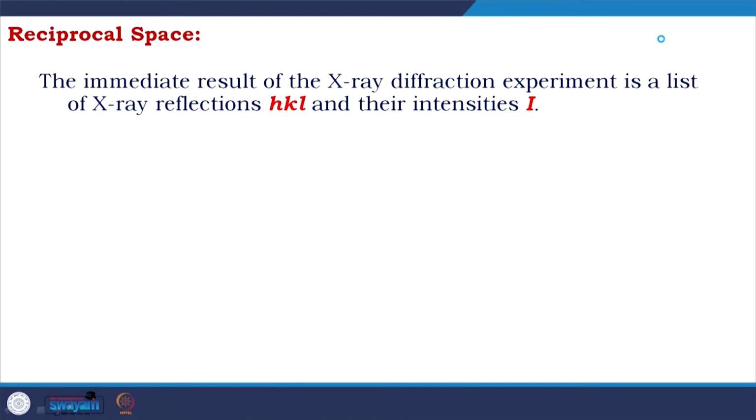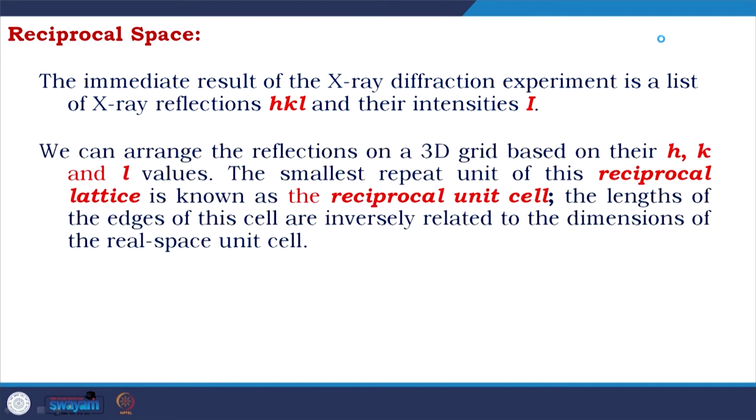So, what is reciprocal space? The immediate result of the X-ray diffraction experiment is a list of X-ray reflections HKL and their intensities I. We can arrange the reflections on a 3D grid based on their H, K and L values. The smallest repeat unit of this reciprocal lattice is known as the reciprocal unit cell. The lengths of the edges of this cell are inversely related to the dimensions of the real space unit cell.